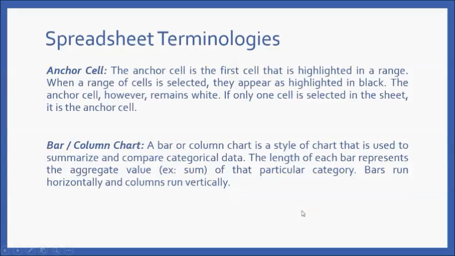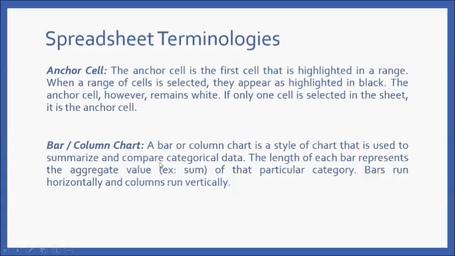Anchor cell is the first cell that is highlighted in a range. When a range of cells is selected, they appear as highlighted in black. So the anchor cell, however, remains white if only one cell is selected in the sheet. It is the anchor cell.